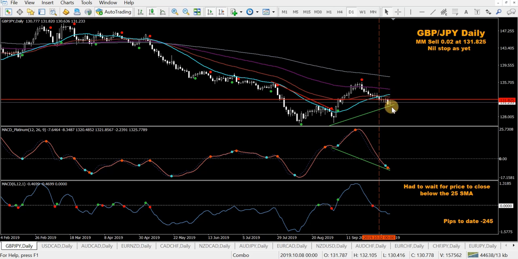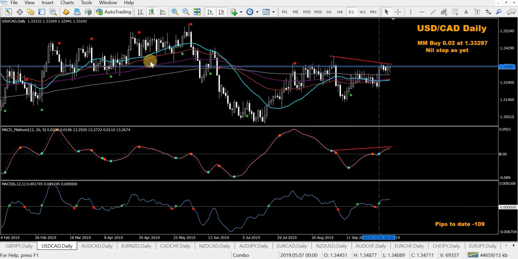I adjust them just to give me a heads up. So pound yen, we're in a sell. We're just below the entry price, so all good. USD Canadian dollar. It's going to be one of those nights where I'm going to have to, here we go. This is going nowhere fast.